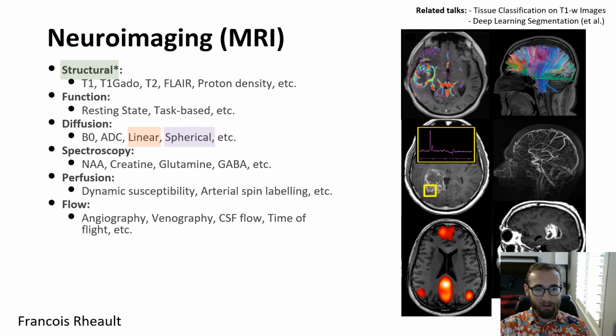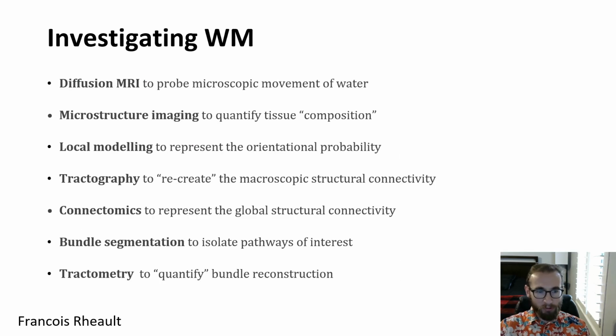Diffusion MRI encompasses a lot of different specific sequences, but we probably will talk specifically about linear and spherical only this week. It's important to know that there is some content about structural images. There is a talk about tissue classification on T1 images, and deep learning segmentation for tumor cases, I think. These talks are specifically about structural images, but most talks will be about diffusion MRI itself. So if you have a question related to tissue segmentation, I'm sure this talk and the speaker can answer your question.